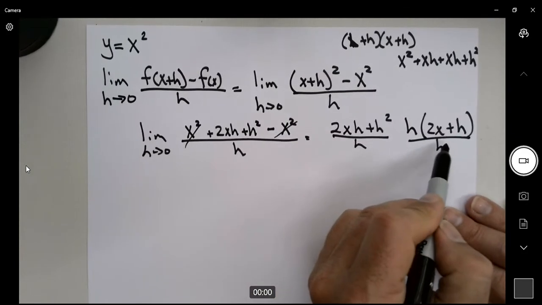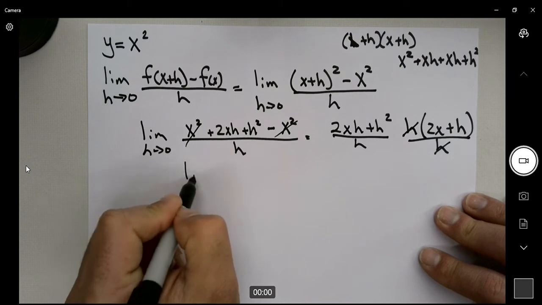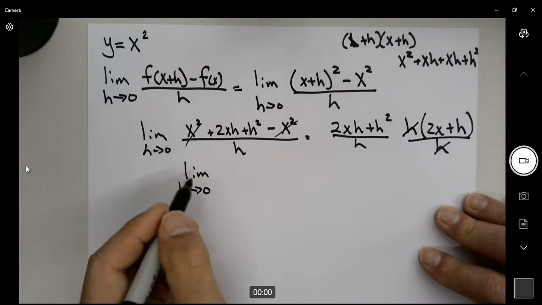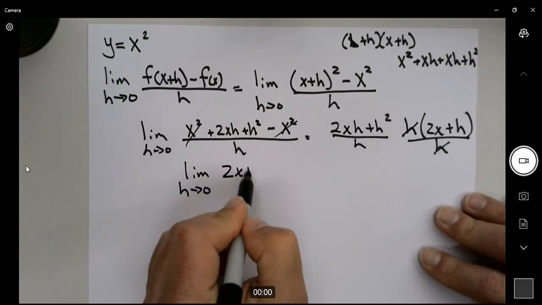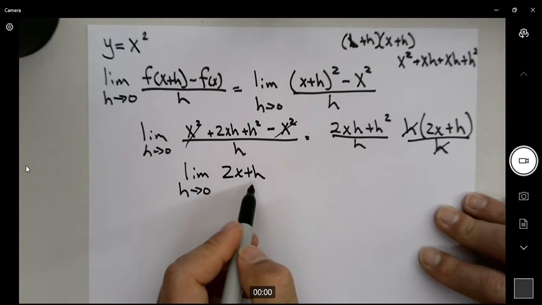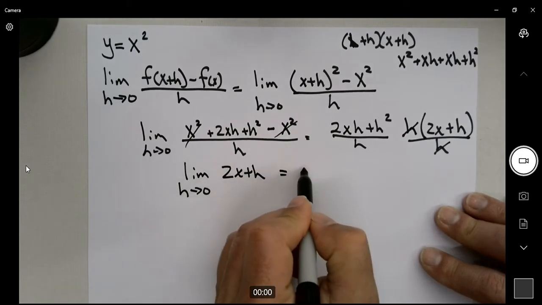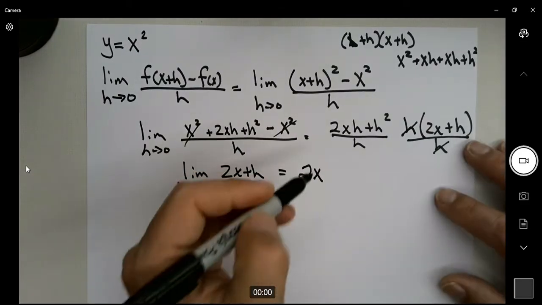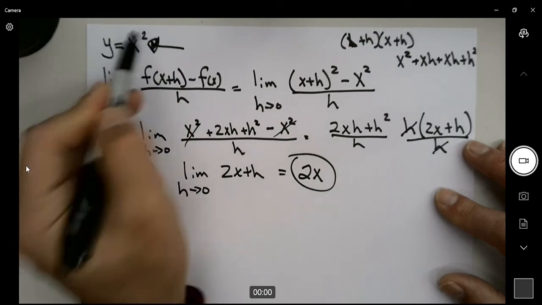Now we can see that we should be able to cancel these guys, and we're left with, I'm going to go back and add my limit notation because it's important here, the limit as h approaches 0 of 2x plus h, and if we do our direct substitution, h is equal to 0, we get the answer is 2x. So that gives us the slope of this function at any point on that function.